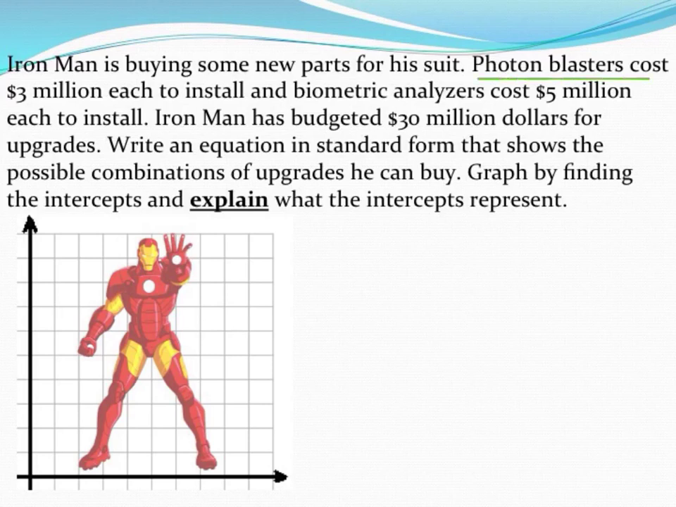So Iron Man's buying photon blasters, and they cost $3 million each. In addition to that, he's also buying biometric analyzers. Like I said, I have no idea what that means, but it sounds fancy. They cost $5 million each, and we have a budget of $30 million total.